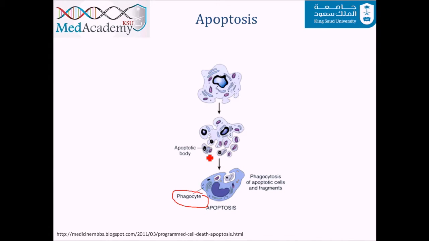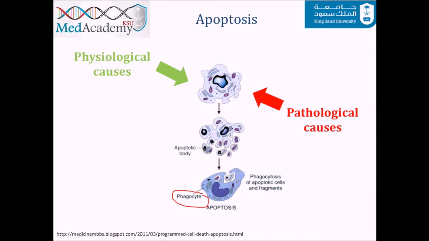The dead cells are cleared before contents have leaked out, so apoptotic cells don't really elicit an inflammatory reaction in the host, okay? This is opposite to necrosis. We have said in the first part of this lecture that it can be physiological or pathological, so apoptosis can be actually useful, and it's more useful than harmful actually.